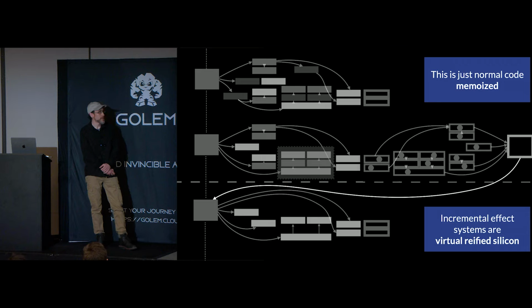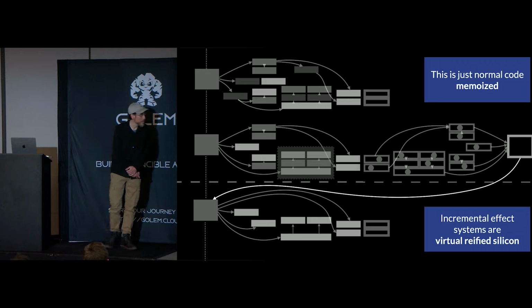There's another thing here, which is that I think incremental effect systems kind of act like virtual reified silicon. You spawn all the components that you need to execute your current code path, but in such a way that it's really easy to calculate a whole host of adjacent values. If only a few of the inputs change, you can still reuse the bulk of the data flow, and you don't need to rerun everything end to end to handle a very wide set of potential changes.